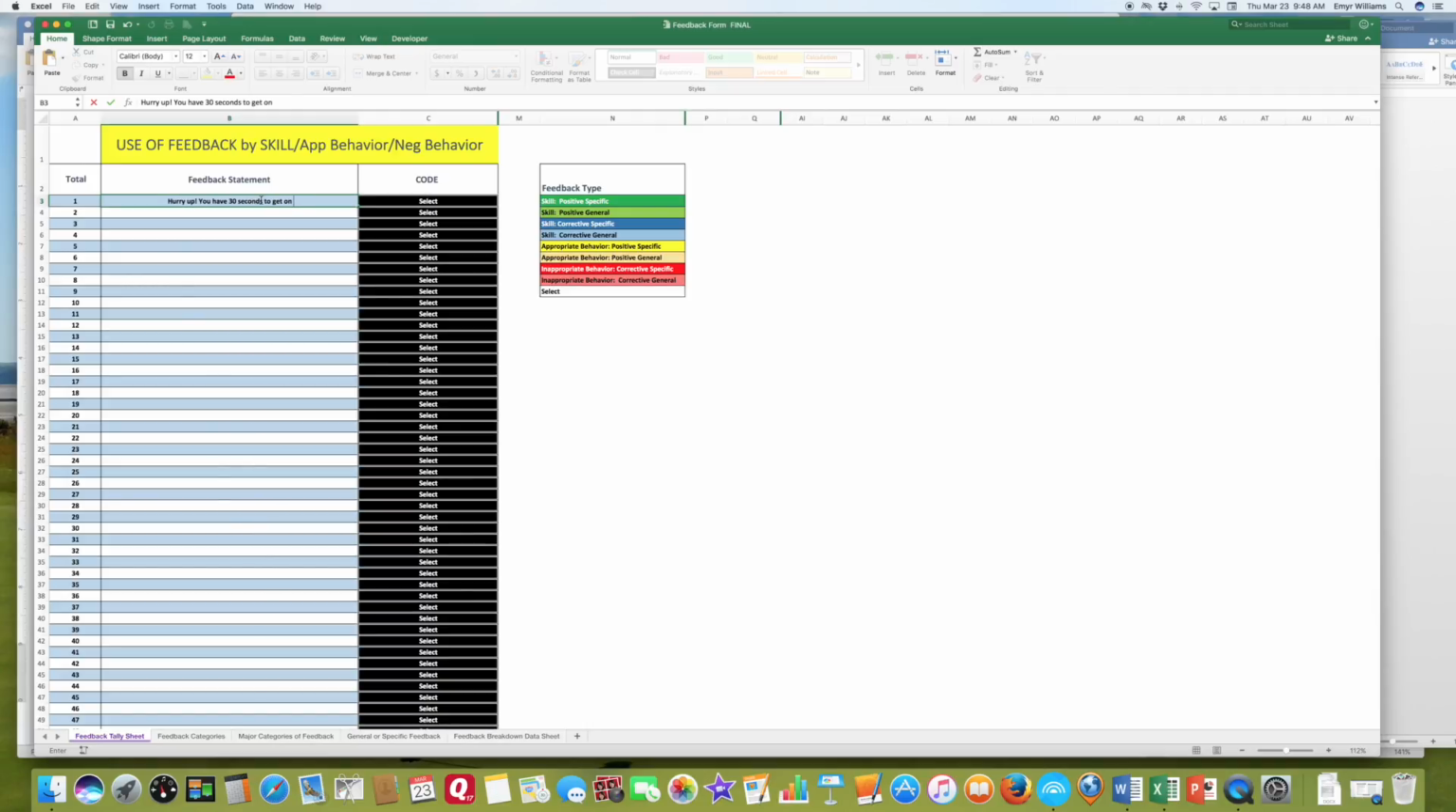To get on your numbers. Okay, this would be corrective specific, and it's in reference to students not getting on their numbers. So I'm going to say this is inappropriate behavior, corrective specific. If you look over here, I've color coded this so that when you bring it up, they'll change colors. I'm going to add a couple more.